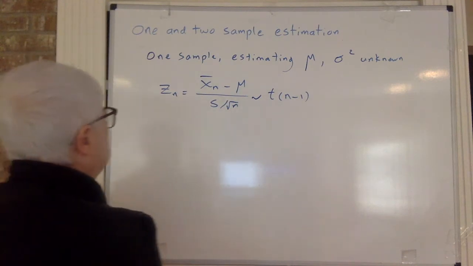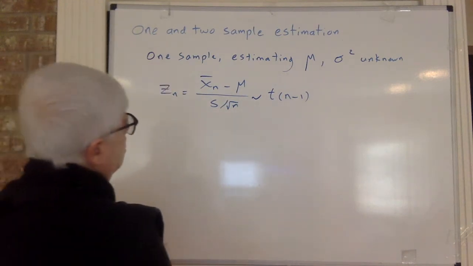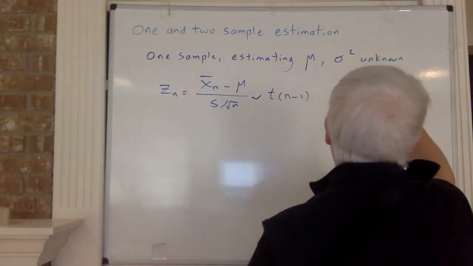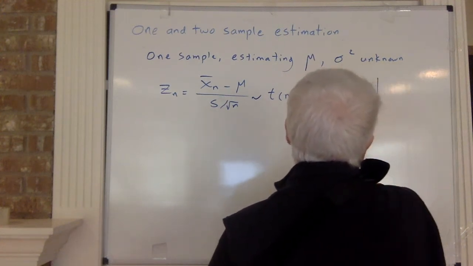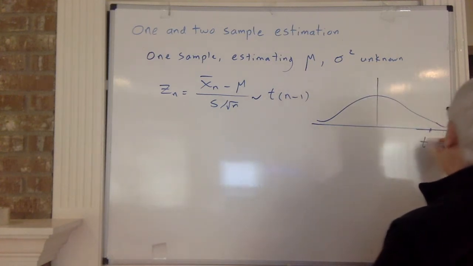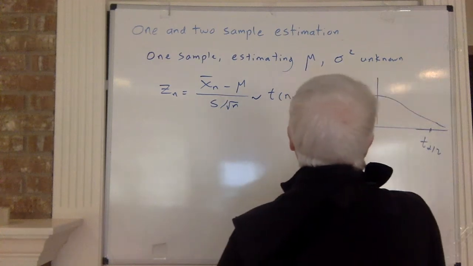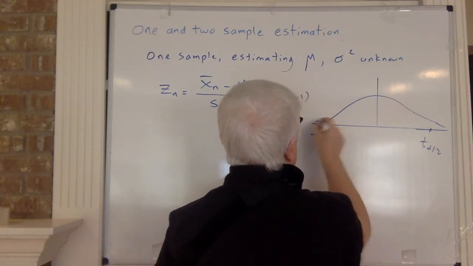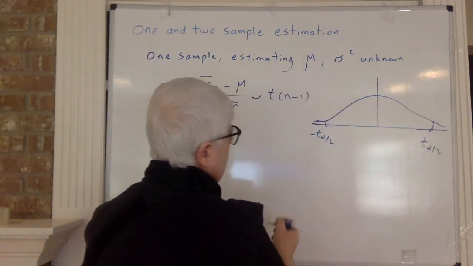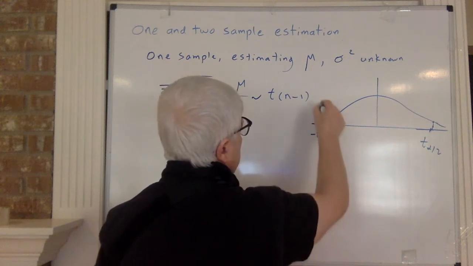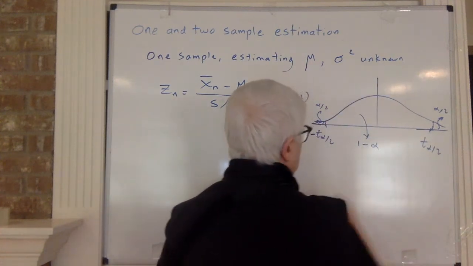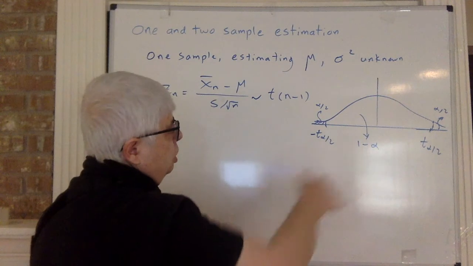As n, don't mean n. So that is t n minus 1. So in this case, given 1 minus alpha, we need t alpha over 2 and minus t alpha over 2. So the probability here is alpha over 2, and the probability here is also alpha over 2, and here is 1 minus alpha. So the probability that z falls within these two is 1 minus alpha.